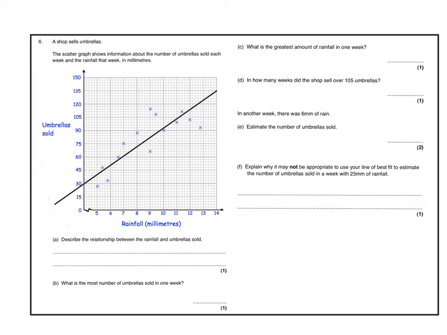And you can clearly see that as the rainfall increases, the number of umbrellas sold increases. So they're both increasing. As one variable increases, the other variable increases. We call this positive correlation. If it was as one increases, the other decreases, that would be negative correlation.